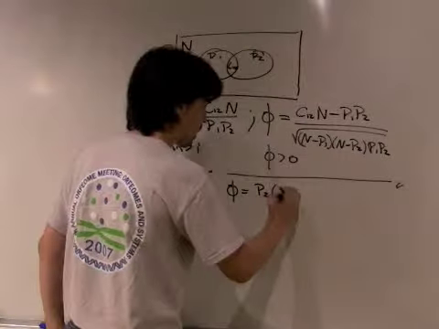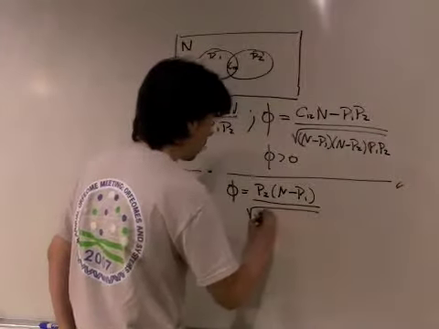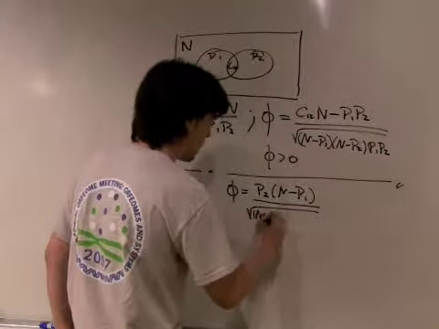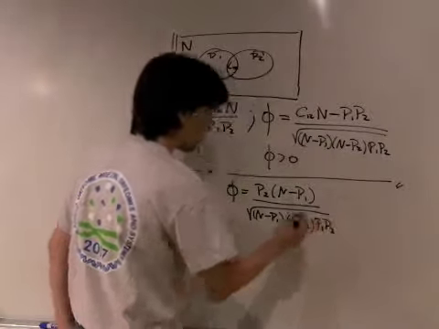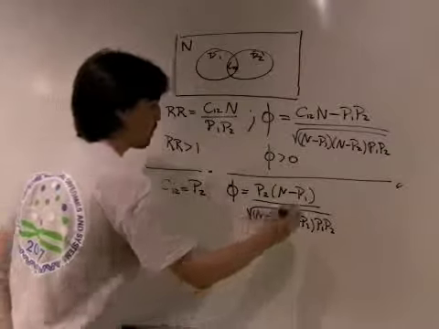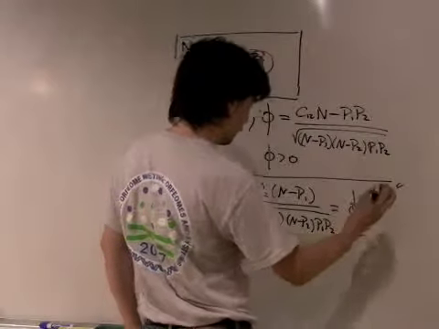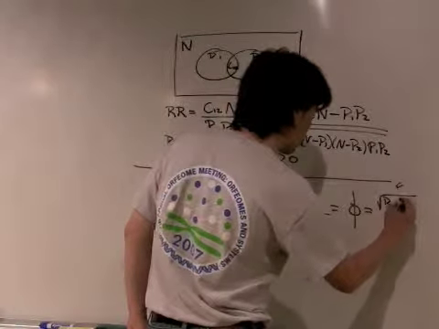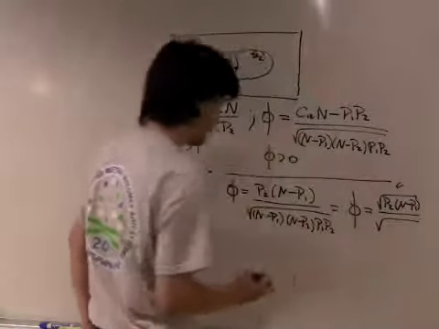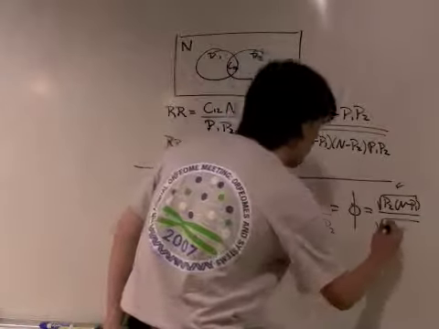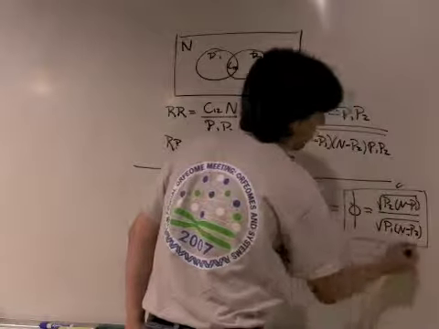P2 times (n minus P1) divided by the square root of (n minus P1)(n minus P2)P1 P2. And you can see that you can simplify some terms here. So Phi, in that case, becomes the square root of P2 (n minus P1), divided by the square root of P1 (n minus P2). This is the case of maximum correlation.